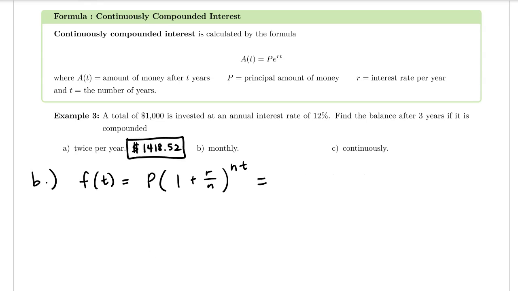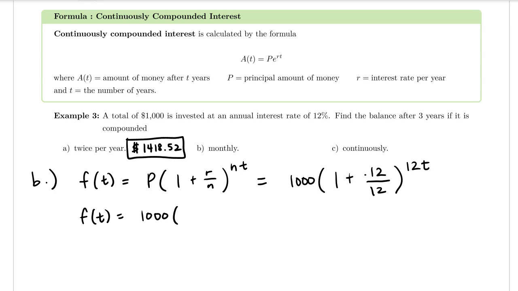All right, for part B, we want to figure out the same circumstances. We are just now compounding monthly. So we still are starting off with $1,000, and our interest rate is 12%, and the number of times that we're compounding is 12, so that means that our n value is 12. Okay, so now, well, we could simplify this. The inside, we'd have 1,000 times 1.01, and then our exponent would be 12 times t.